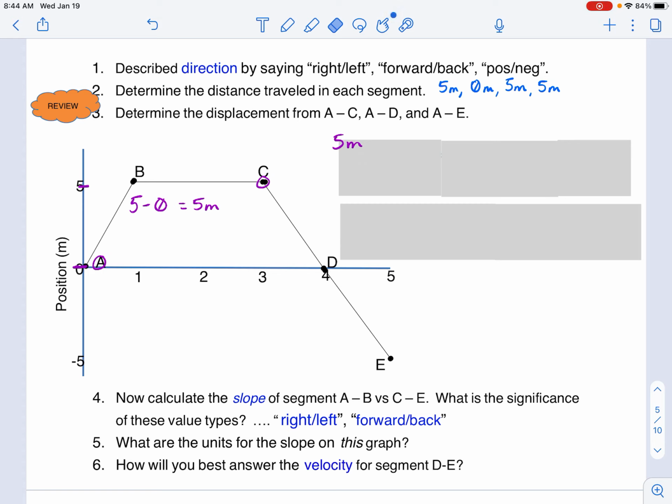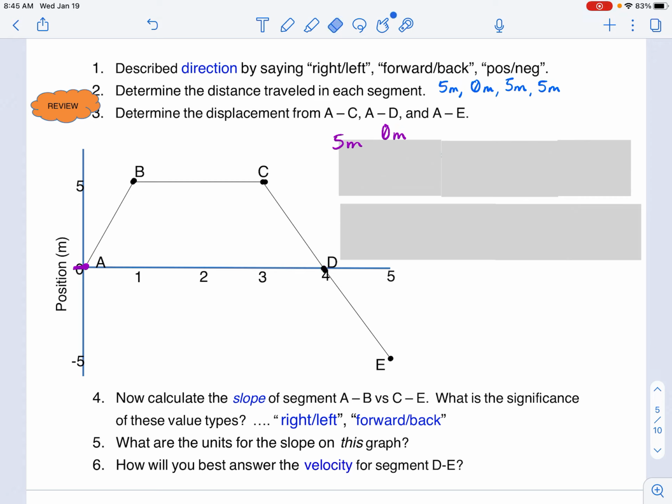The next question is asking us about segment A to D. So for A to D, we are starting off at point A, we are ending at point D. So my position is 0 and 0, final minus initial, or we came back to the same spot. So my displacement for AD is 0 meters.